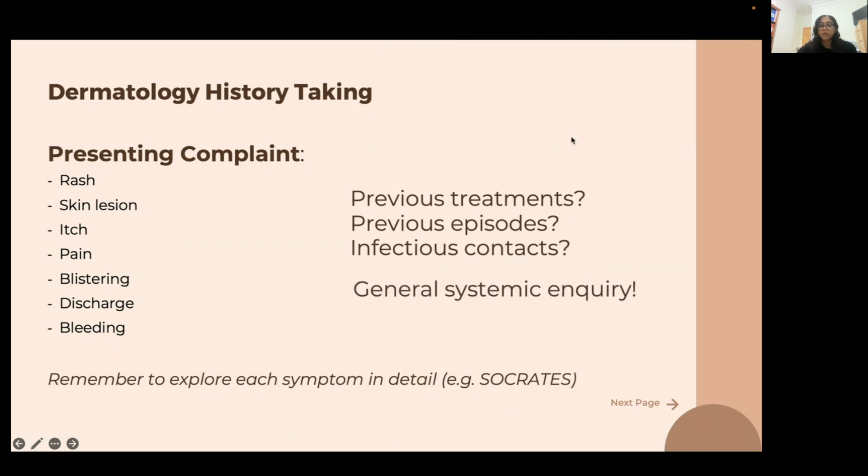And then, as we would with any history taking, we want to do a general systemic inquiry as well. So asking about things like a fever or weight loss, going through each of the systems systematically is important to make sure that it's not related to any other symptoms or any other specialty, not just dermatology.